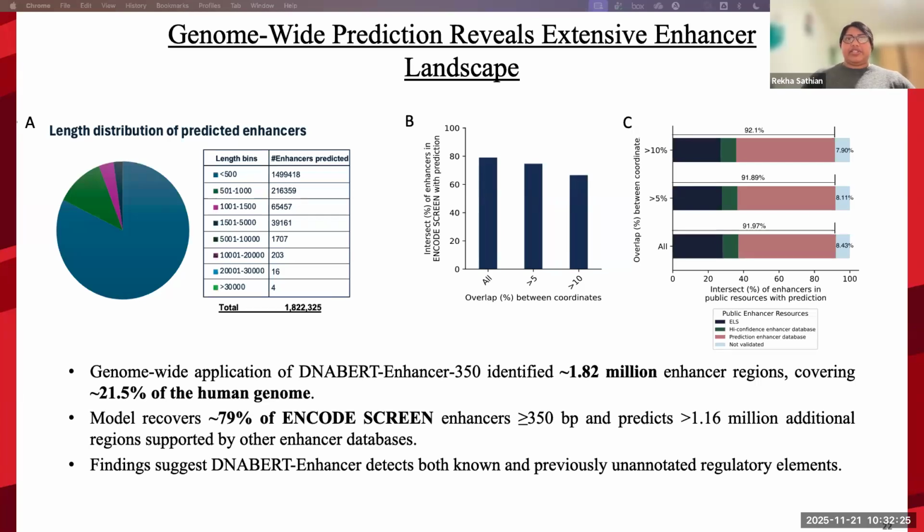And the remaining predictions were further evaluated using multiple public enhancer databases, and a large portion of them intersected with at least one external resource, thereby validating almost 92% of the predicted enhancers. Because the attention patterns learned by DNABERT-Enhancer do not rely on any fixed positional features, our predictions are partially overlapped with the database annotations.